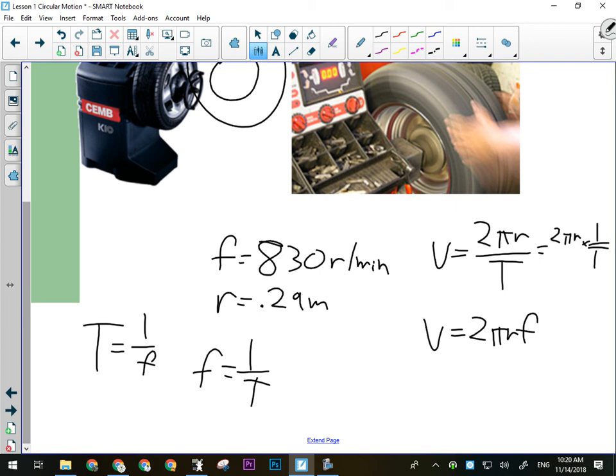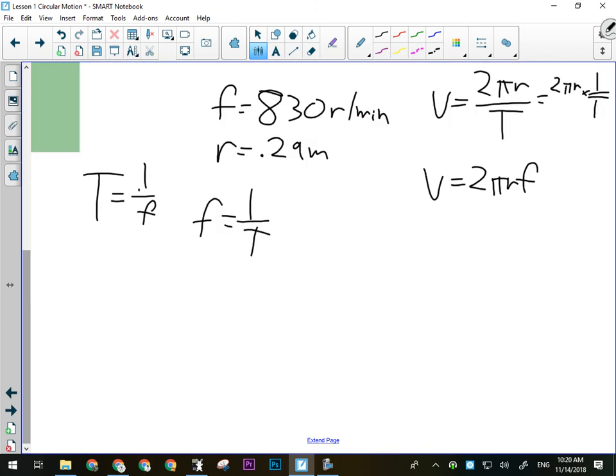Instead of having seconds on the bottom, I now have seconds on the top because frequency is cycles per second. Everyone all right with that? Or I could just go 1 over the number I have to get the period and then stick it in the formula. Either way will work. I just like shortcuts. Shortcuts are better. Anyway, we're going to solve for this one. I'm going to use this formula here: v equals 2 pi r times f.